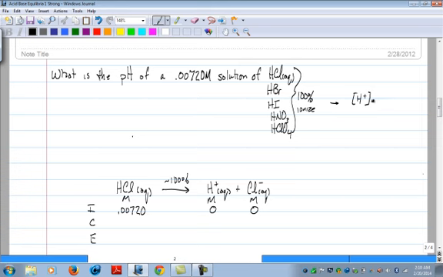So we know that at equilibrium the H plus concentration is going to be almost exactly 0.00720 molar, and from that you can directly get the pH. Since this is 7.20 times 10 to the minus 3 molar in H plus, we know that without even using a calculator, 7 goes to about 2, the 3 turns into a 2, so very closely that's going to be a pH of 2.2.